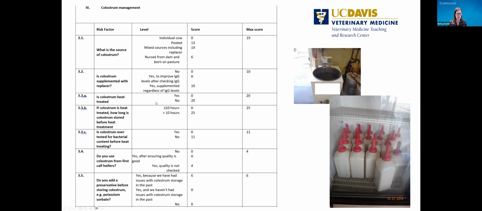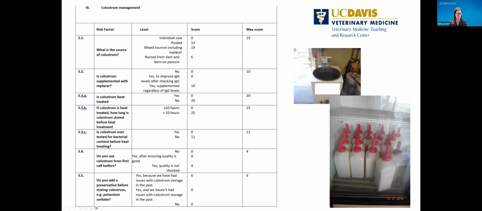Heat treatment of colostrum, it's getting certainly to be a more widely adopted practice, but we did see quite a significant association with a maximum score of 20 if the colostrum is not heat treated. So that's something that dairies that haven't adopted that practice might want to consider. Time of storage of colostrum was also pretty highly significant as well.